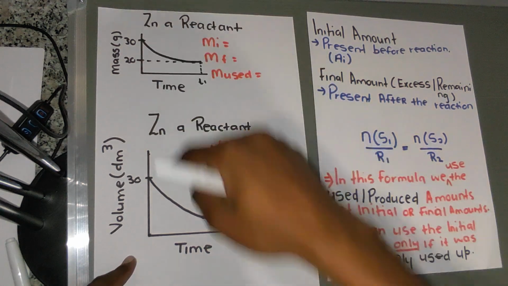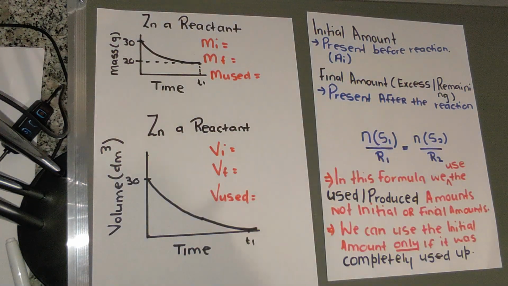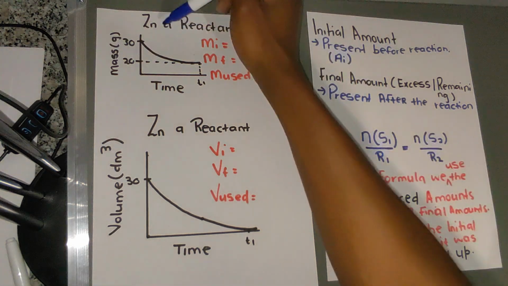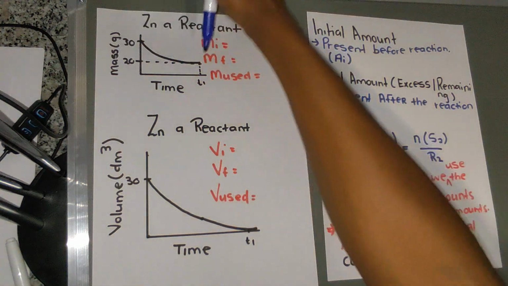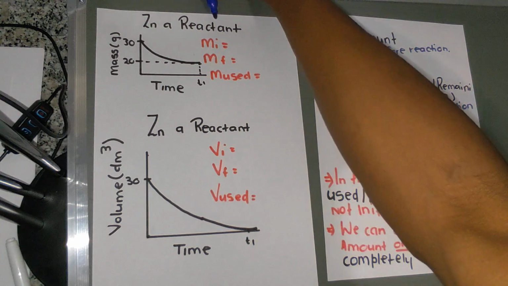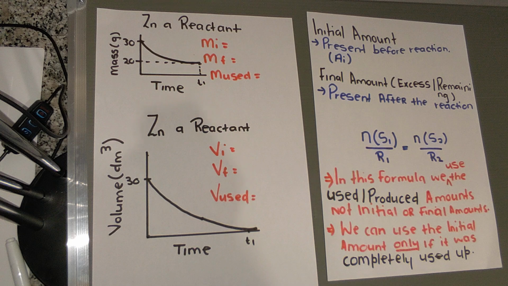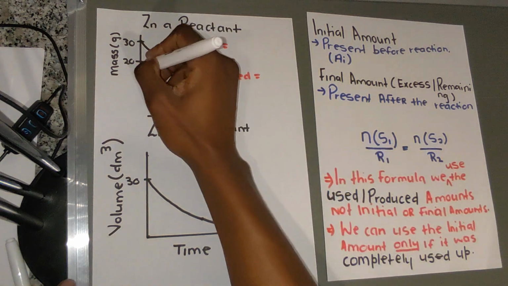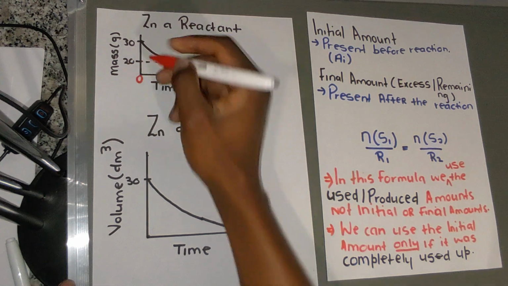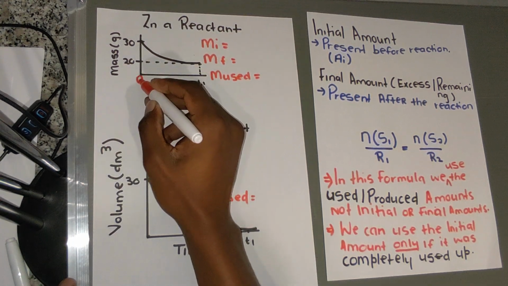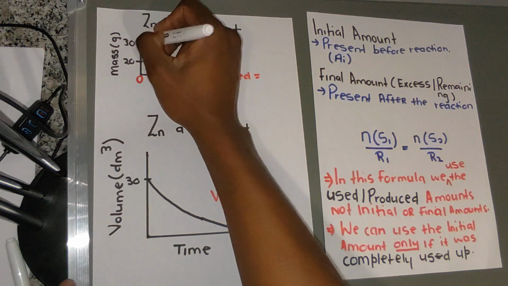But a decreasing graph is always a graph of a reactant. Now, we have the mass against time of zinc in a chemical reaction. So let us identify the initial amount of mass of zinc. Initially we look at T0. So we're going to look at a point on the graph that is at T0. This is where our graph begins.